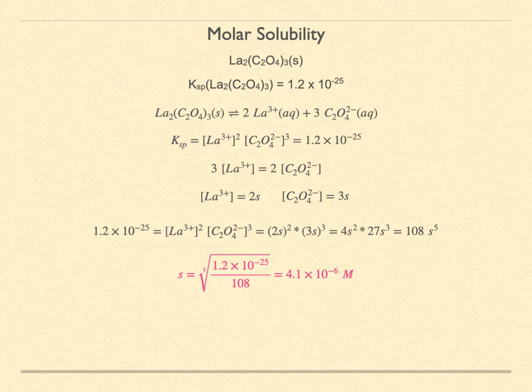This is the molar solubility of the salt. But the lanthanum ion concentration is twice this, 8.2 × 10⁻⁶ molar, and the oxalate ion concentration is 3 times this, 1.2 × 10⁻⁵ molar. Always make sure you recognize the difference between the molar solubility of the salt and the concentration of the various ions which arise from it. The differences are all in the stoichiometry.